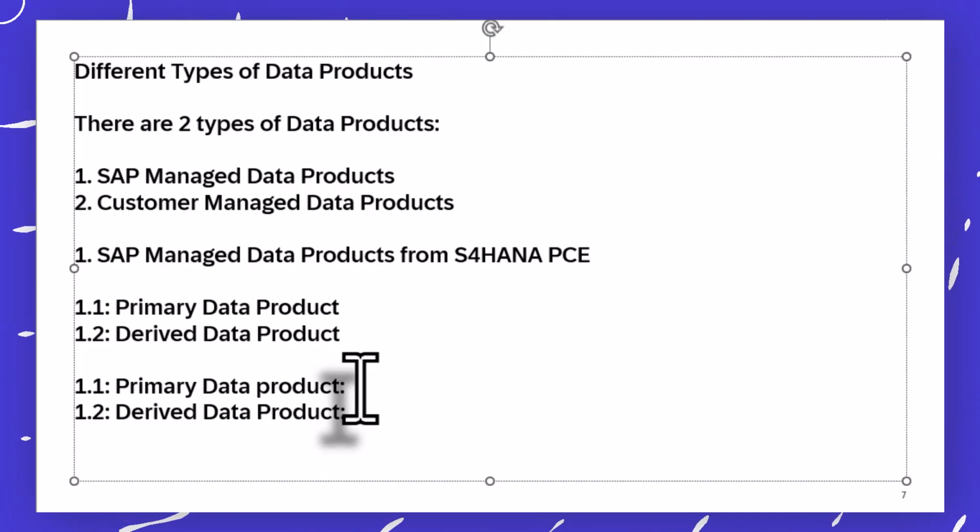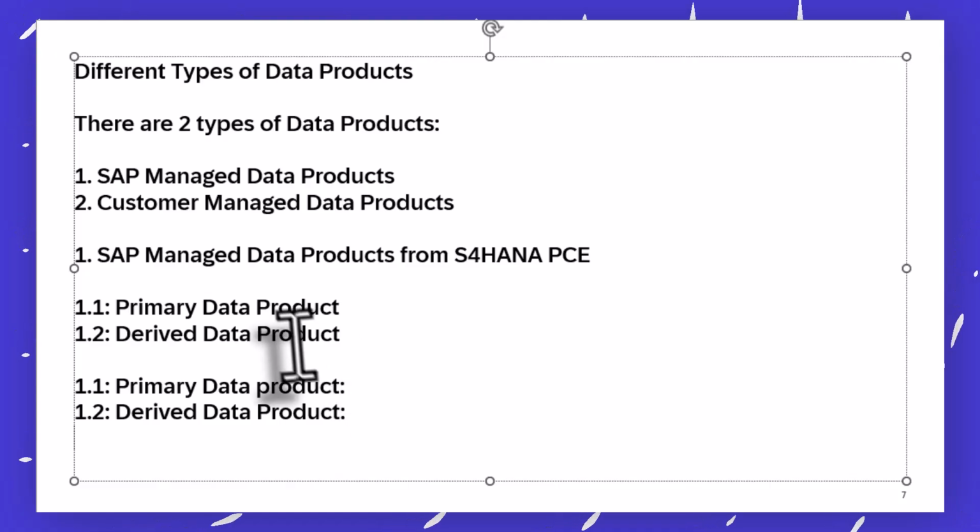For a derived data product, the base should be a primary data product or a derived data product. It shouldn't be a table or a CDS view. That is a restriction or a rule you can consider. If a customer needs to create a derived data product, the source is again either a primary data product or a derived data product. So that is the difference between the primary data product and the derived data product. I hope it's clear for you all.